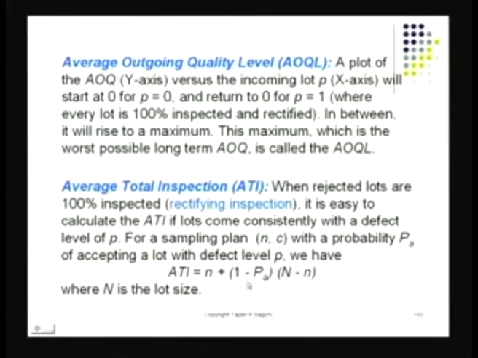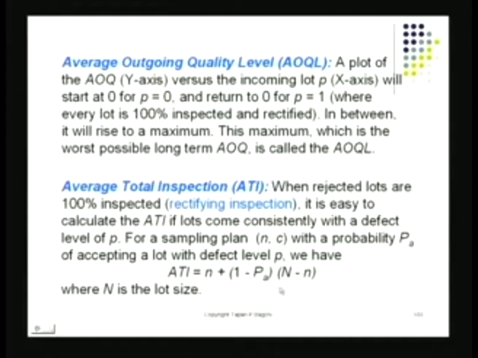1 minus PA fraction of the lots would be rejected. Their size is n. This n has been inspected 100%, so I subtract that from this and I multiply this. This is the average number of items that I need to inspect on an overall basis.